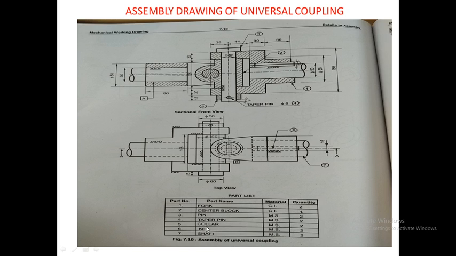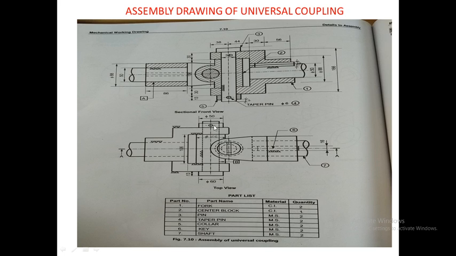Now the next part is the collar. Again collar part number 5 is made up of mild steel and its quantity is 2. Now we will see here collar. We will locate first where is the collar. So part number 5 we will see here. So you can see here the location of the part number 5 is given here. So this is the part number 5 which is nothing but the collar. So this is the collar. Similar collar is present here also.